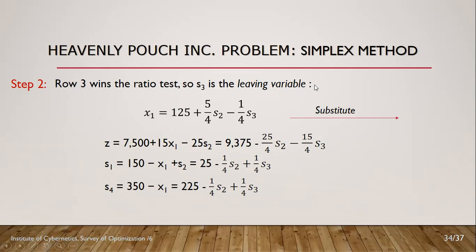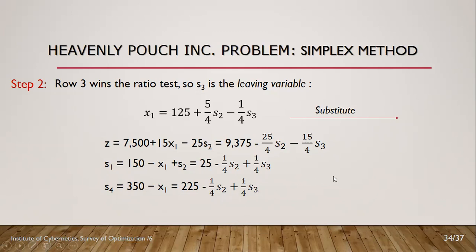So for step 2, we extract x sub 1 through the other terms and substitute it into the objective function and all the corresponding remaining constraints. And here we have 9,375 minus 25 over 4 s sub 2 minus 15 over 4 s sub 3. For the s sub 1 row, we have 25 minus 1/4 s sub 2 plus 1/4 s sub 3. And for S4, we have 225 minus 1/4 S sub 2 plus 1/4 S sub 3.